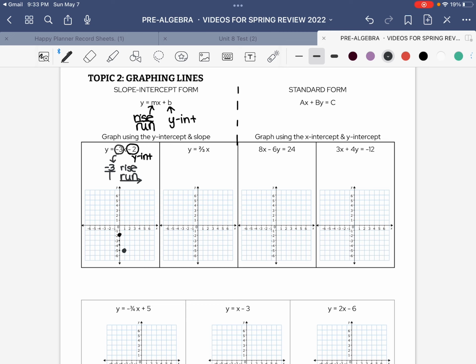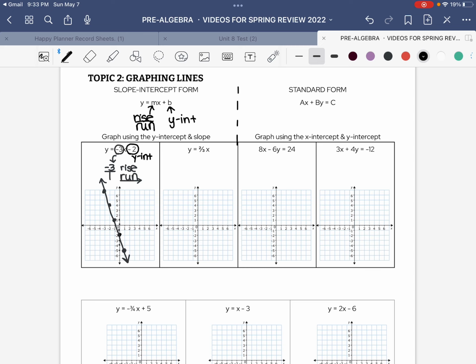Or, since we're out of space and we can't do it again, I could rise 3, 1, 2, 3, and run to the left one. So I can switch directions if I want to. One reason why some people do this is so that they can keep drawing more points and draw a much straighter line, because anytime you draw a line, it should go all the way across your graph.